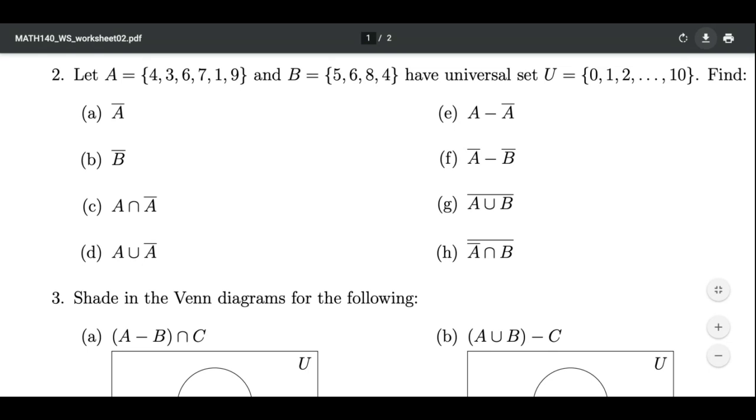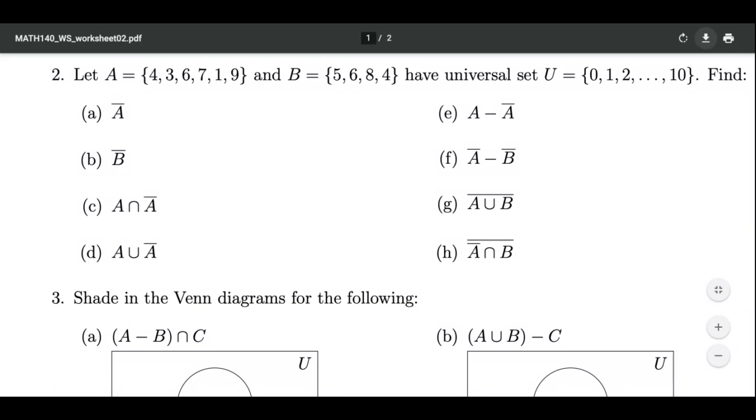And any set union with its complement is what? The next one, D. Set A union its complement, always the universal set. Great. So C is the empty set, and D is the universal set. Good job. Okay, now let's look at E. A subtract its complement. What's A subtract its complement? It's A itself. If A complement subtract A, that would be A complement.